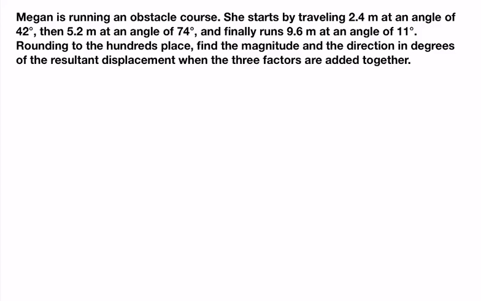Vector story problems. All right. So we have Megan, and she is running an obstacle course. The information given tells us some various distances she traveled at angle measures. Ultimately, what we want to find is how far is the start point to the finish line if we went directly there, and what angle would that be?